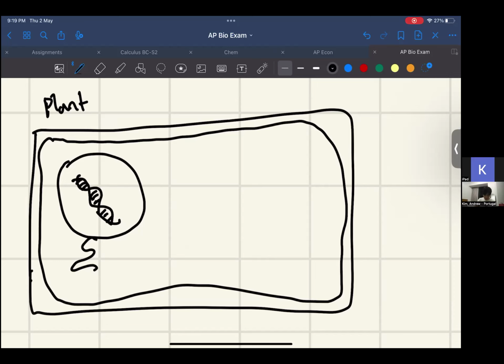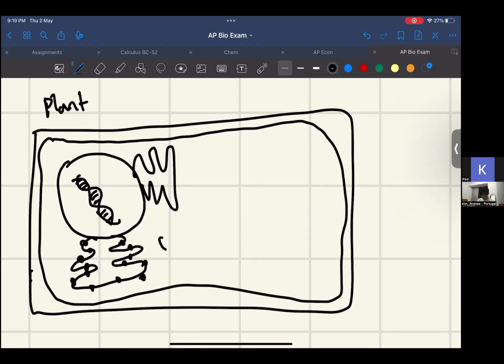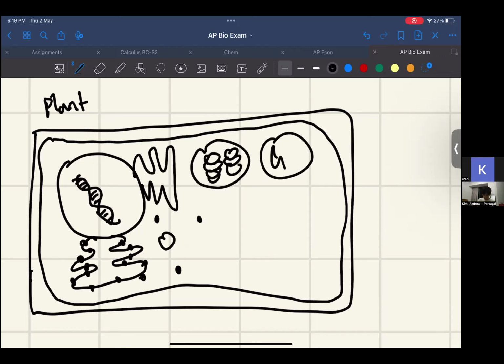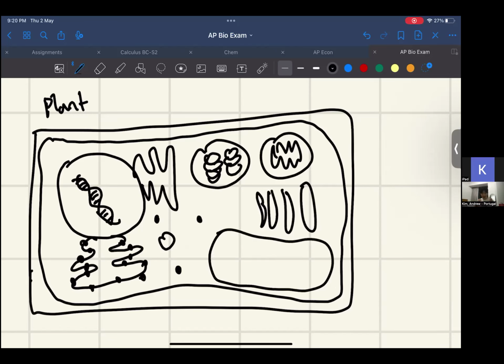And then you have something called a rough ER, and on rough ER, it has these polka dots, which are ribosomes, and you have smooth ER. You also have something called vesicles. You have ribosomes that are not attached to rough ER. You have something called chloroplast, mitochondria, Golgi apparatus, and a vacuole. And there is also something called lysosome.